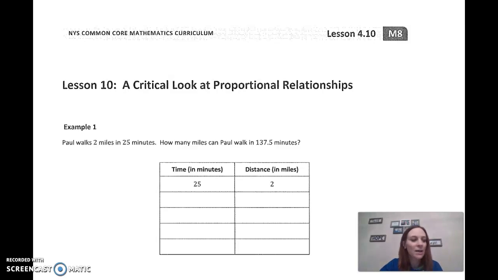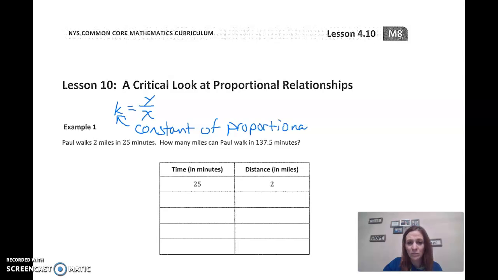So let's start. Here's what I was talking about. Last year in 7th grade, we would find our k, and we'd find it by going y divided by x. This k was called our constant of proportionality. Then we could write an equation, y equals whatever k was times x. So we divide y by x to find our constant, and that's the number we multiply all our x values by.